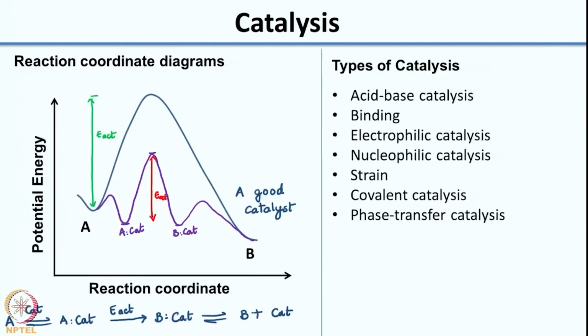Then in the last 2 weeks we looked at catalysis, and we saw how you can represent catalysts using reaction coordinate diagrams. So, a catalyst is essentially something which lowers the activation energy barrier for a reaction to take place. This could either be by formation of a complex of the reactant with a catalyst, or by a totally different pathway. And we looked at different types of catalysis: acid base catalysis, binding, electrophilic catalysis, nucleophilic catalysis, strain, covalent catalysis and phase transfer catalysis.